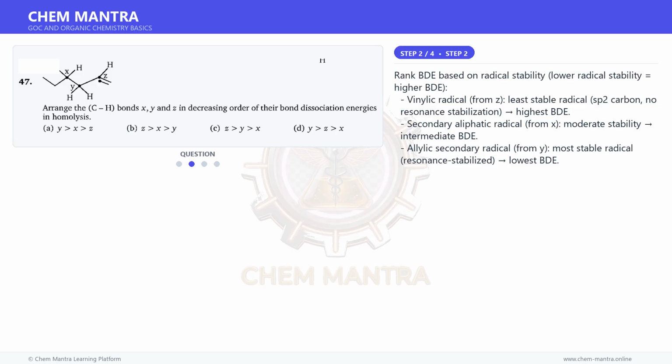Moving on to the next step. Rank BDE based on radical stability. Lower radical stability equals higher BDE.